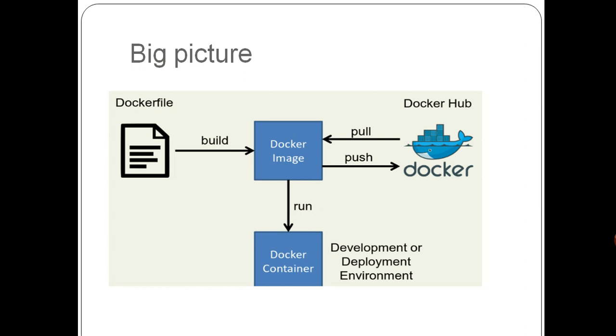Or we can pull Docker images from a Docker registry. By default the Docker registry is Docker Hub, but we can configure our own registry, and we can push our created Docker images into the Docker registry. This is the big picture of Docker.